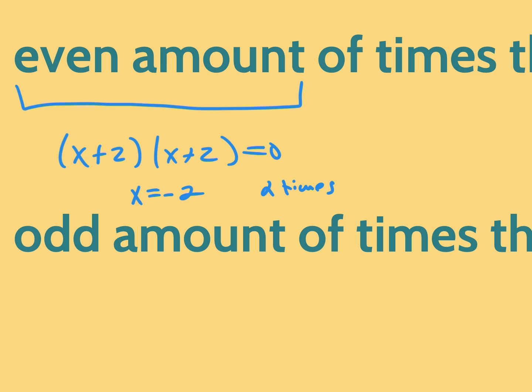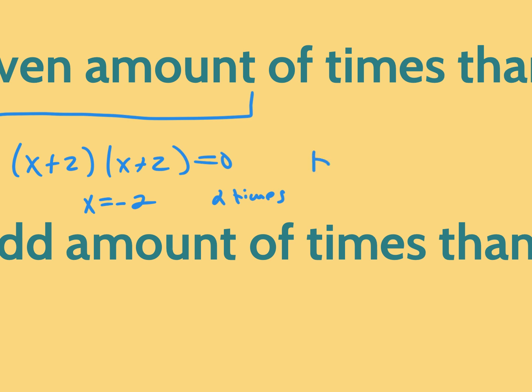Is negative 2 two times? Is that an even amount of times you have it or an odd? It's even. So this is going to do what's called bounce off the x-axis. If you have the same answer an even number of times, you got x equals negative 2 twice, or x equals negative 2 4 times, something like that, when you graph, it's going to bounce off, and I'll show you what I mean.